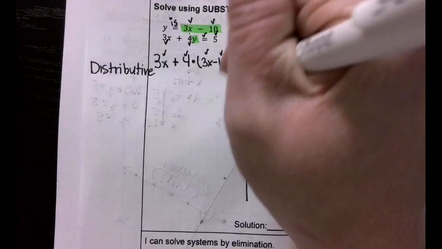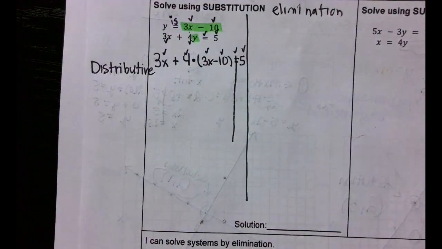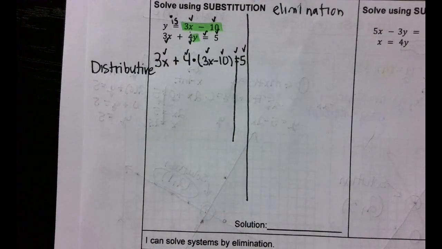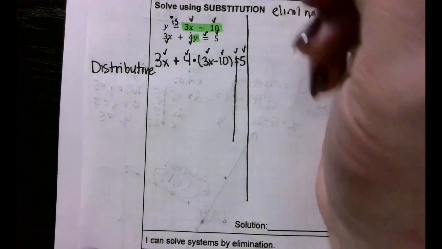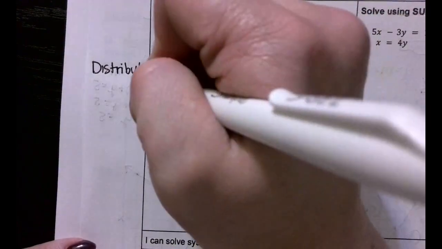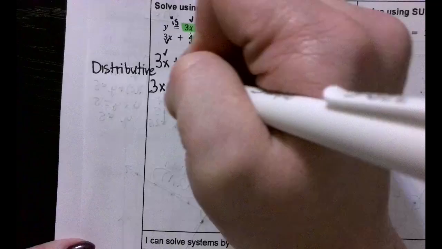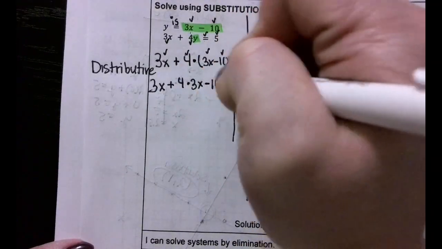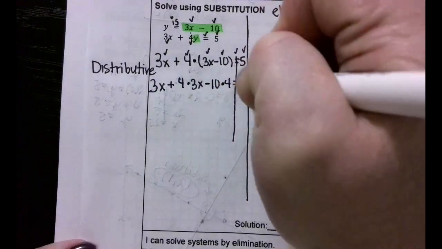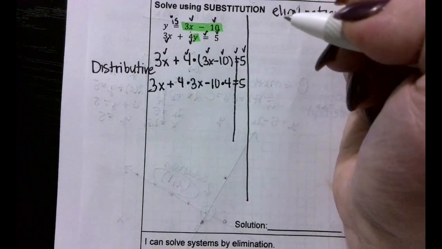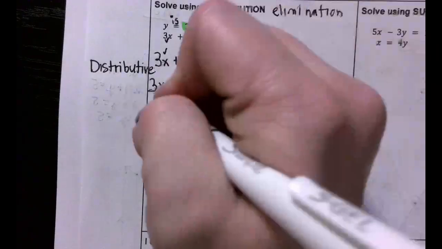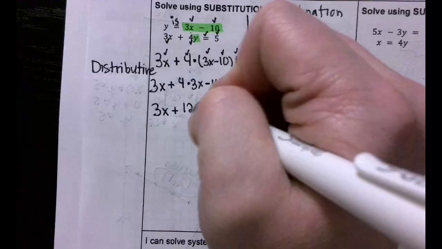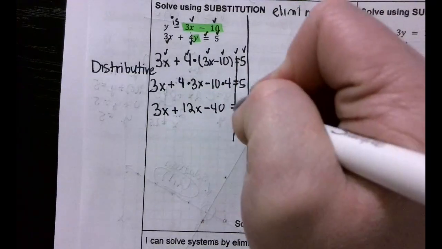Now, I always like to put a barrier down the middle, and the reason I put the barrier down the middle is it helps me remember that anytime I move across that line, I have to do the opposite. Alright, back to the distributive property. I'm going to take that 4, and I'm going to multiply it times the 3x, and multiply it times the negative 10. And then I'm bringing down my equals 5. So we have 3x plus 12x minus 40 equals 5.